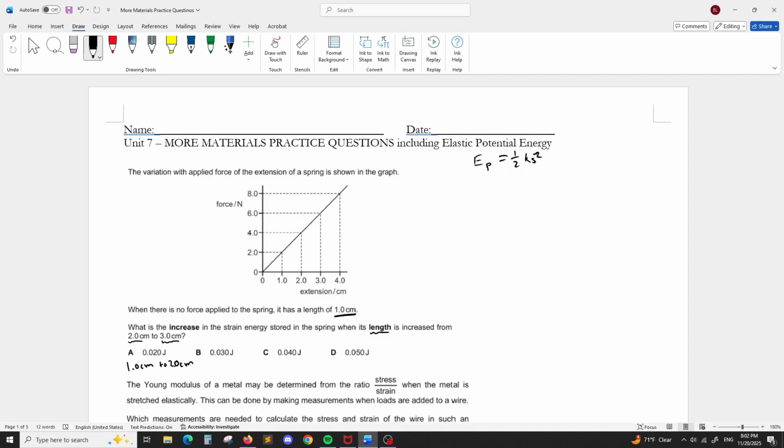So we're looking at this 1 and 2, and another idea that is relatively commonly expressed in AICE physics is that when you have a force and an extension, or displacement, the area under this is actually just work done, or joules basically. It's energy. So when they're asking for strain energy, we're essentially looking for the area on the graph here.